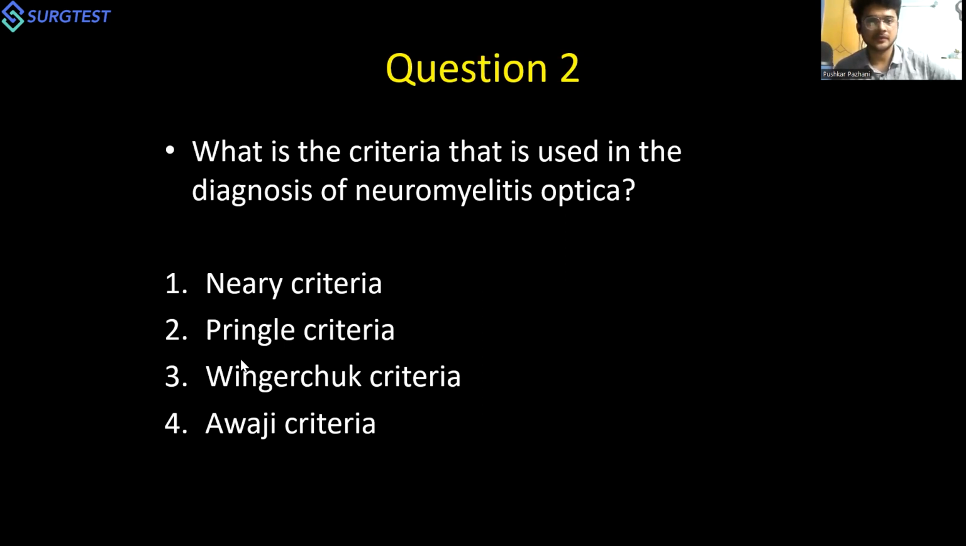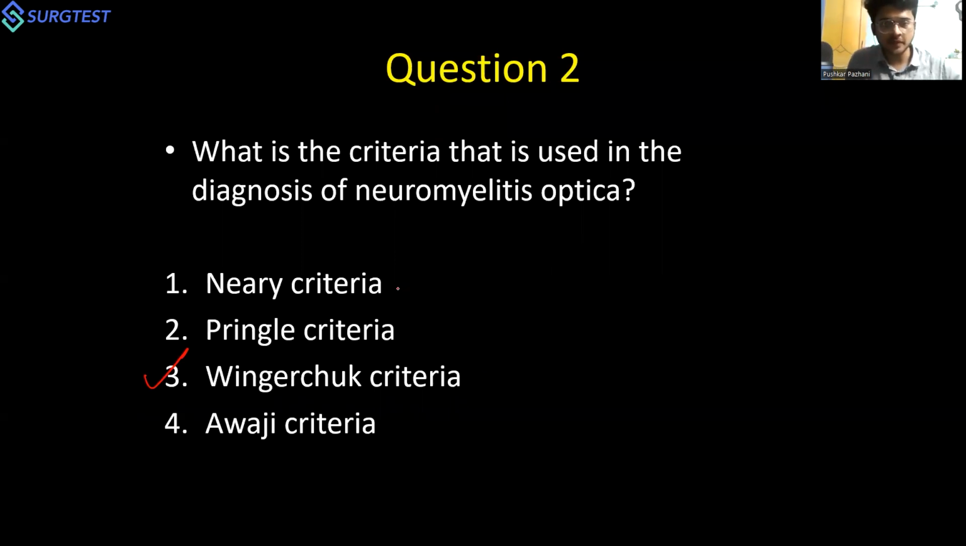Okay. I think we'll end the poll. More than 50 have answered it right. Great. So the answer is Wingerchuk criteria. Wingerchuk criteria is the named criteria that is used for neuromyelitis optica diagnosis.